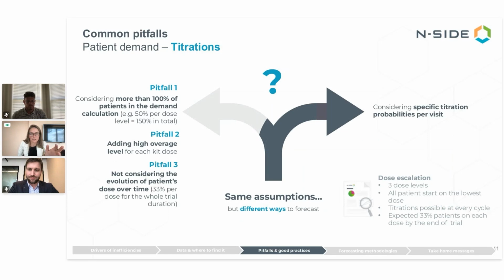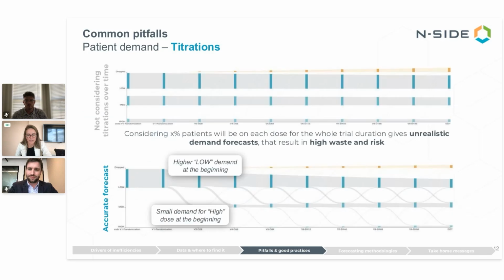Sometimes we also see that clinics tend to consider more than 100% of the patients in the demand, so considering 50% on each dose, and adding on top of that some overage. So you can see here that the inefficiencies are really, really obvious in that sense, but we know it's quite hard to get that data. But you can already help the forecast in a good way if you have the mindset of considering this titrations behavior at the very beginning. And that's what you can see here in a more visual way.